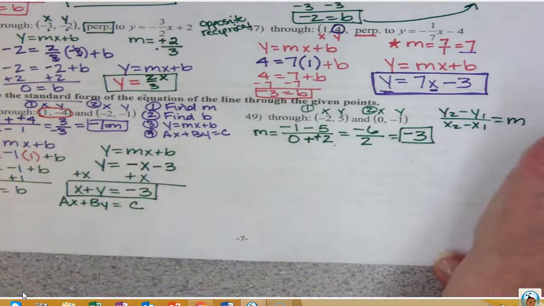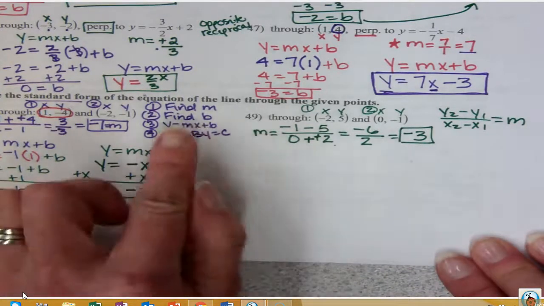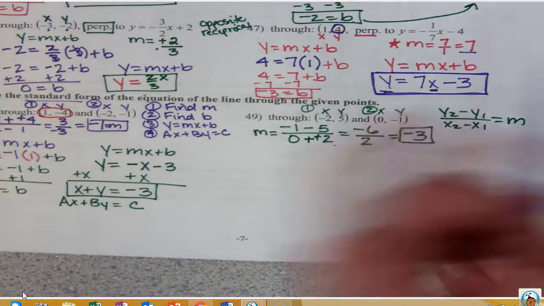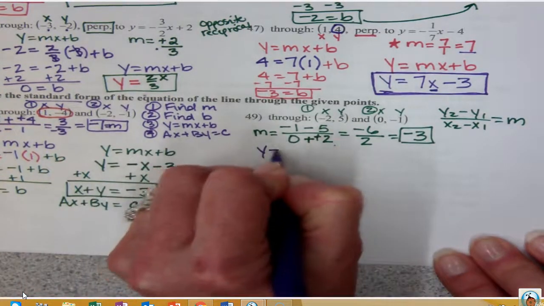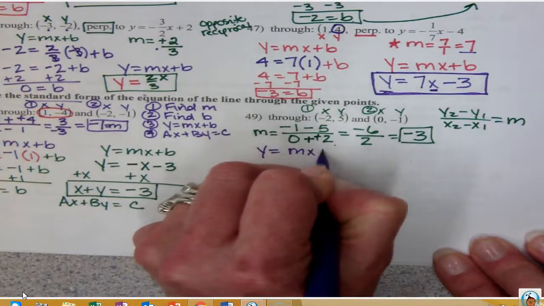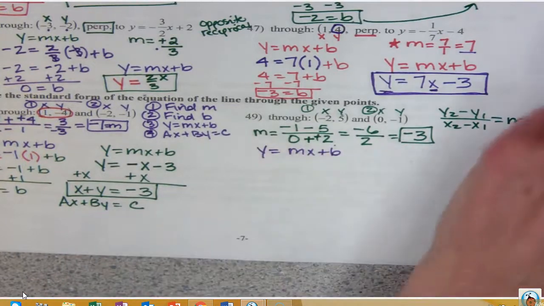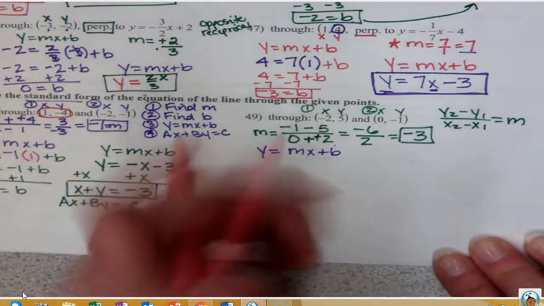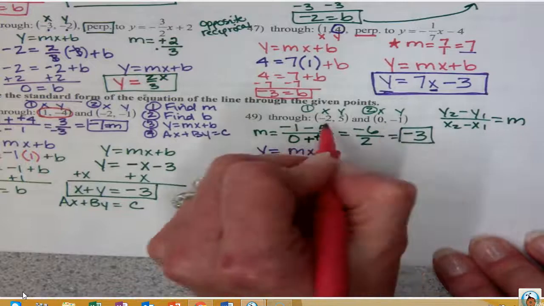Okay, so now I need to find my b. When I look for my b, I'm going to plug into y equals mx plus b all the numbers that I know I can plug in. 1 is my ordered pair here. I can take either one of these. It doesn't matter.